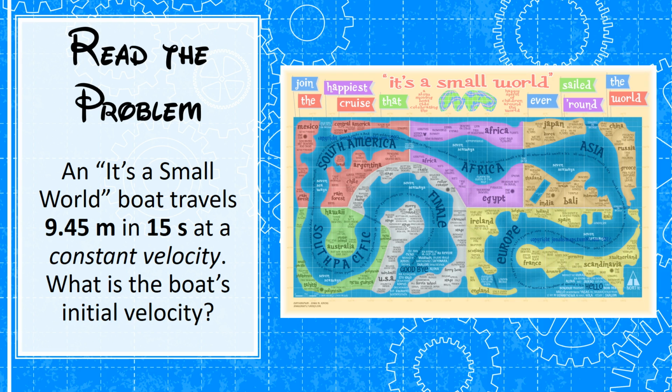When an object moves at a constant velocity, it has an acceleration of 0 because its forces are balanced. I was given distance, I was given time, I can assume an acceleration of 0. I'm looking for initial velocity, so my final velocity is not included.